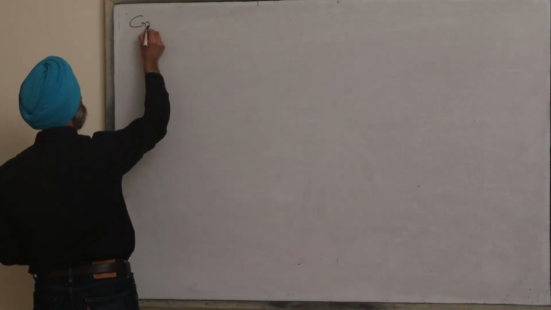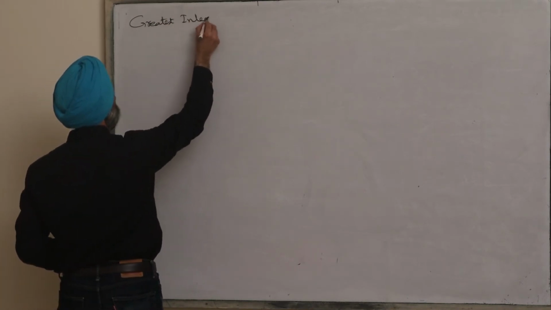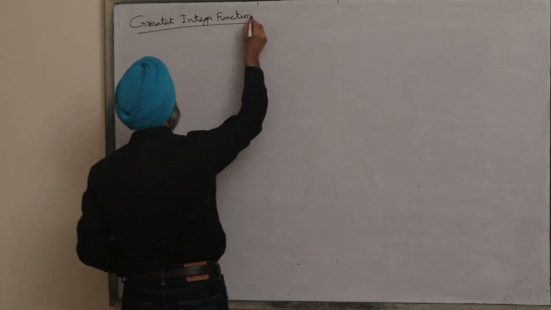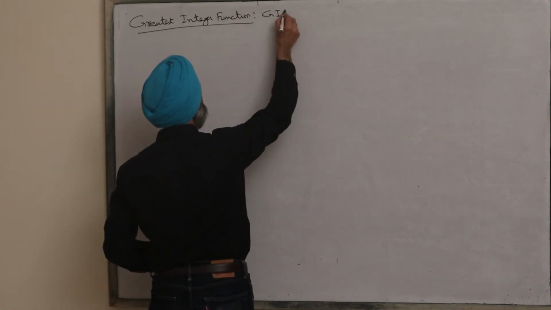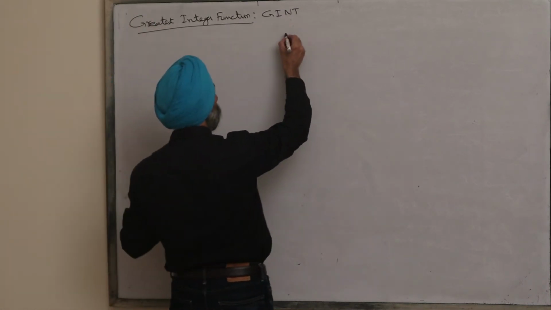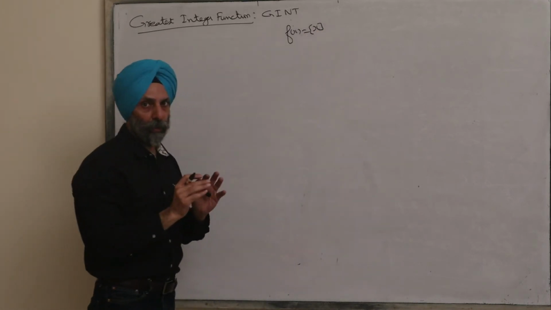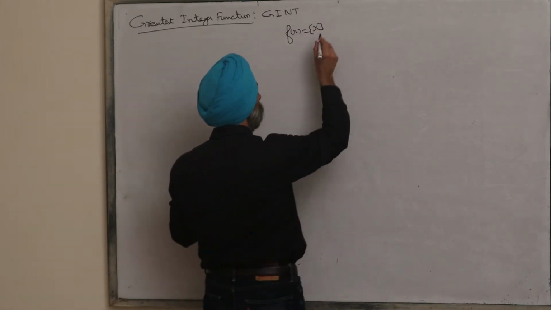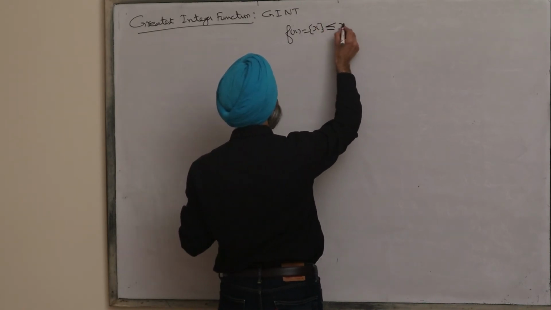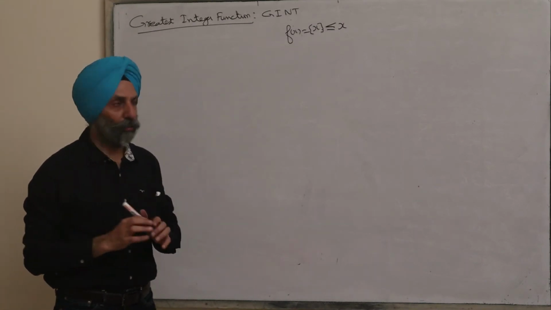Now next is greatest integer function. In short, this is also written as GINT function. Now f(x) equal to x written in the square brackets is called the greatest integer function, and by definition it is always less than or equal to x. So by definition it is always less than or equal to x.